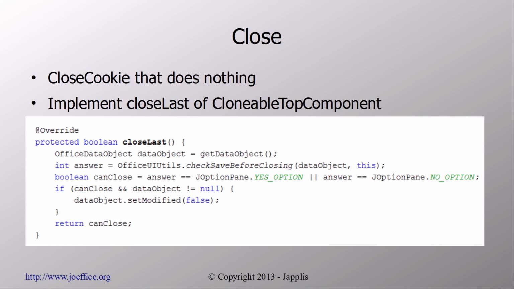Then we need to close. And close is not simply calling the close method because maybe you have edited the file and then you need to ask the user whether you want to save the file before closing the file. So you need to override the close last method because we are in a clonable top component in this case. And then we need to ask the user, and depending on the action, whether you want to save the file. Yes, no, cancel. You need to save and close, or just cancel everything.